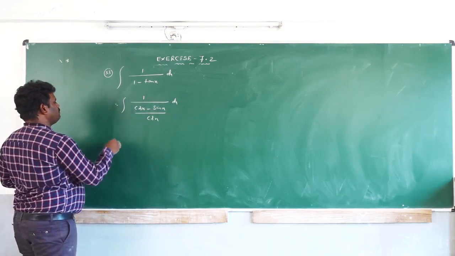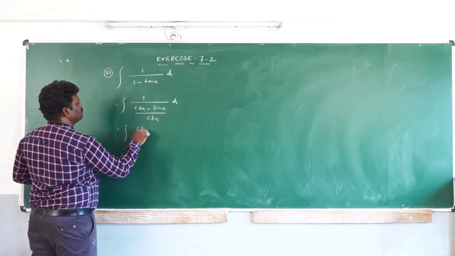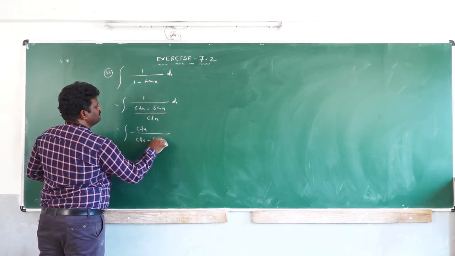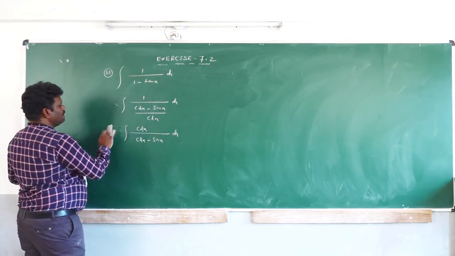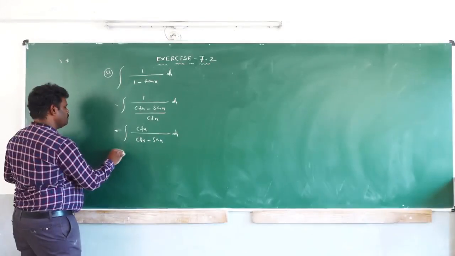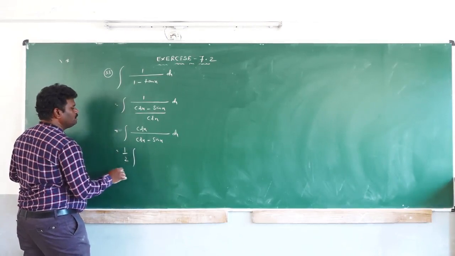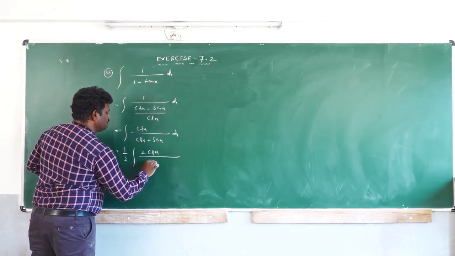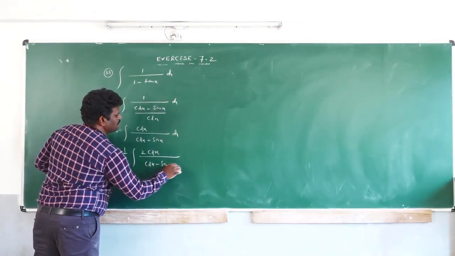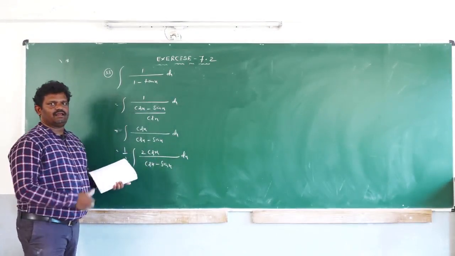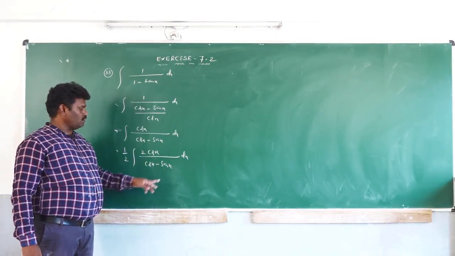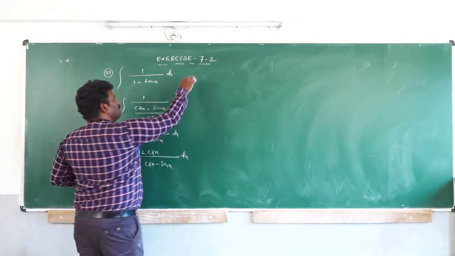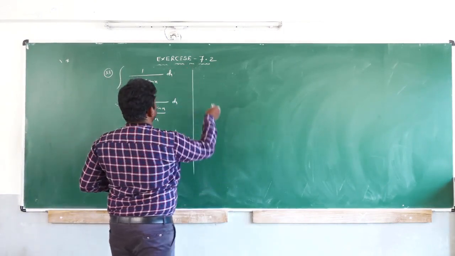Then, taking the reciprocal, the integral becomes cos x by cos x minus sin x into dx. Next step, multiplying and dividing by 2, we get 2 cos x by cos x minus sin x into dx. Okay? So here 2 cos x. Now, in the numerator, we add and subtract sin x.